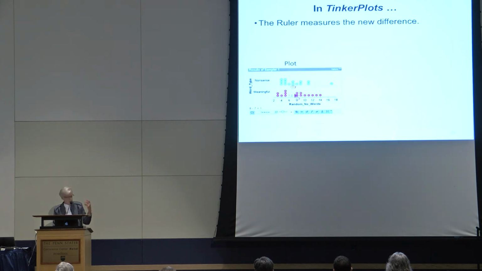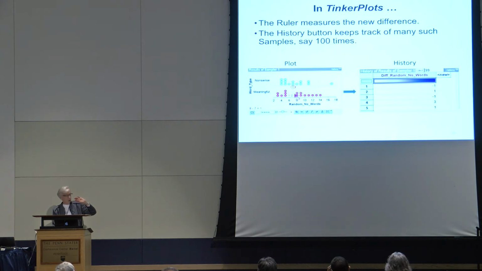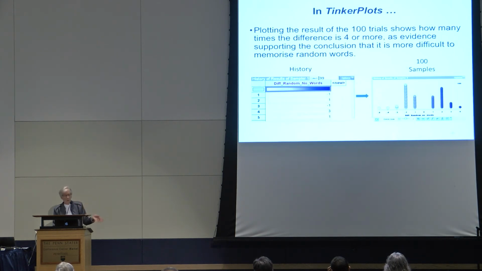And then again, there's a ruler in TinkerPlots that can measure the difference. And then the history button, again, keeps track of those differences. And then you can plot 100 trials, and you can see the difference in this particular case.